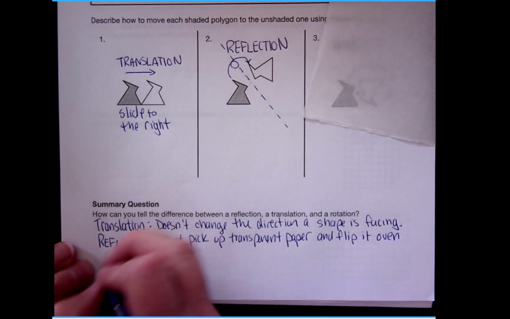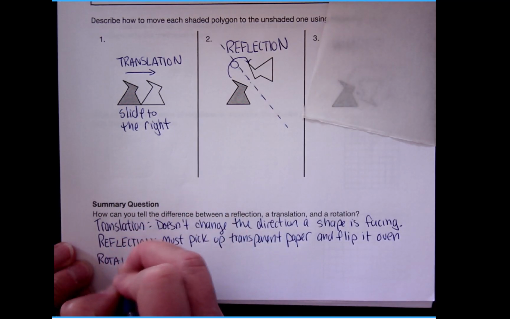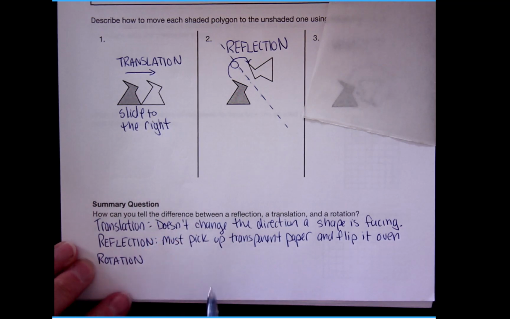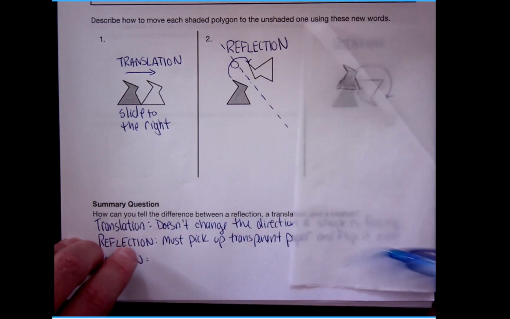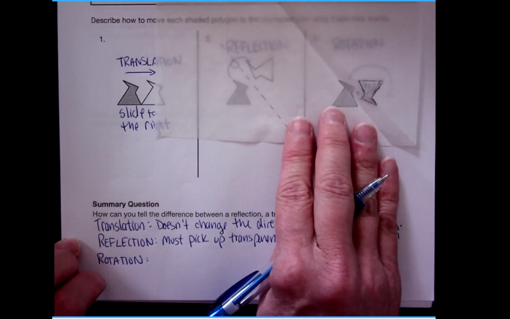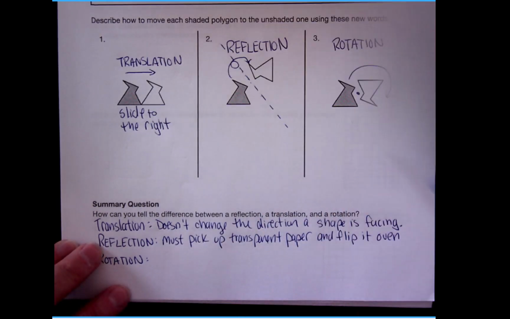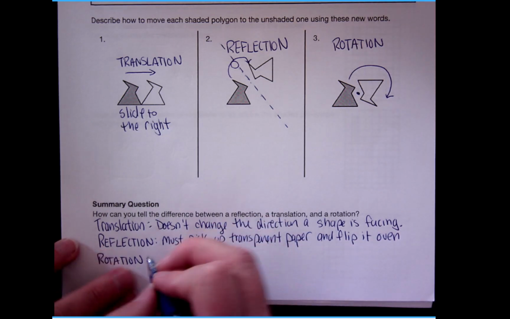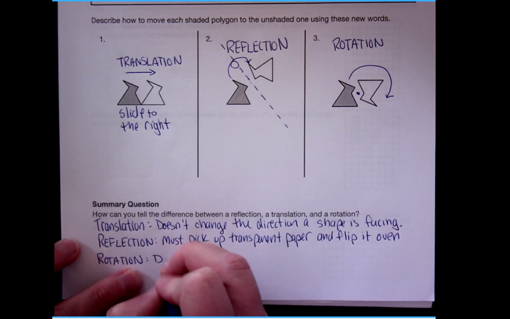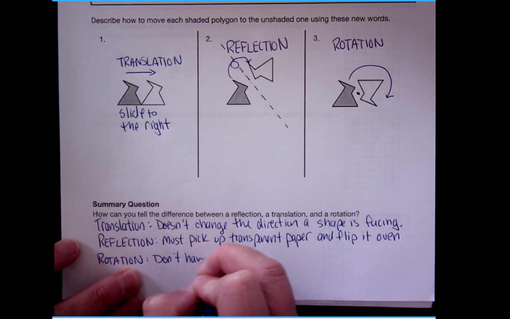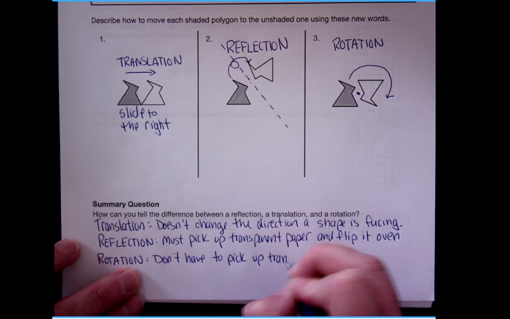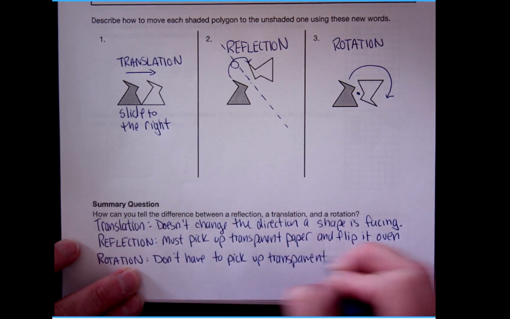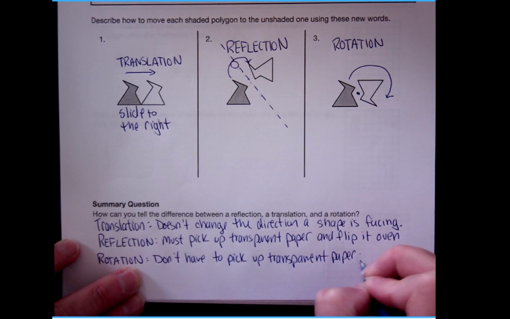And that leaves a rotation. You don't have to pick the paper up. It just looks like you've turned something around. So when I rotated this, I spun the paper around, but I never had to pick it up. Don't have to pick up the paper. Just turn it.